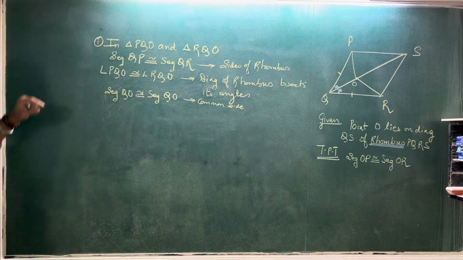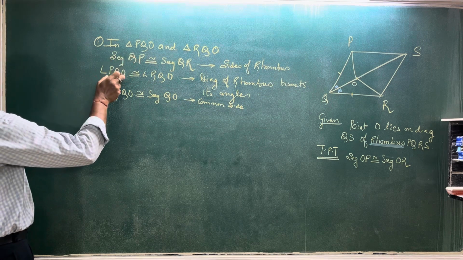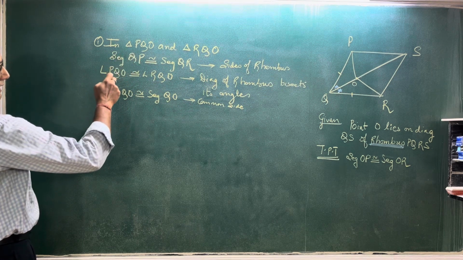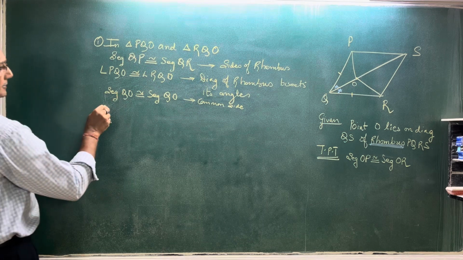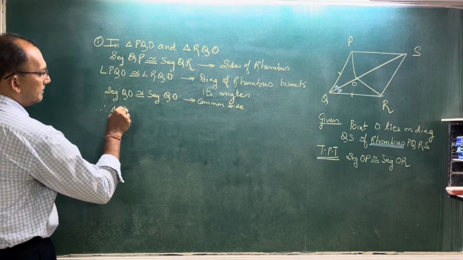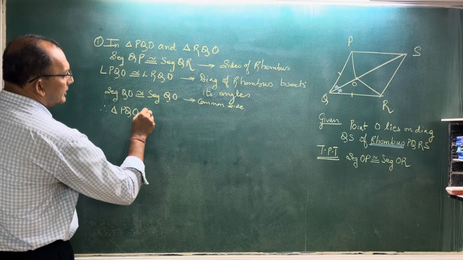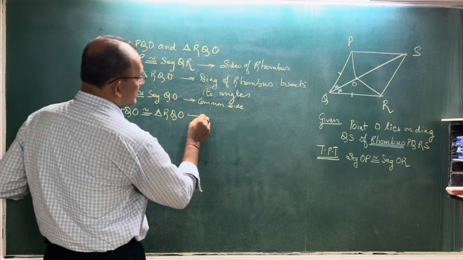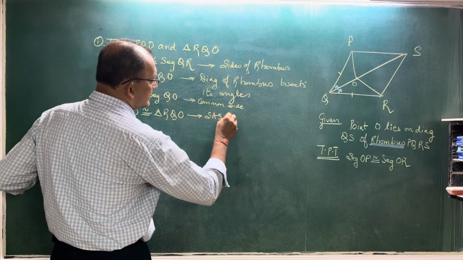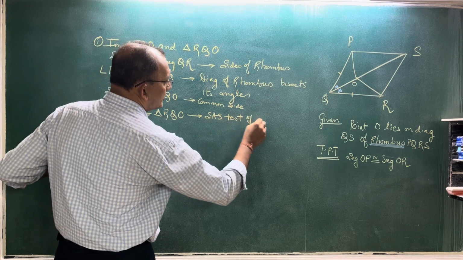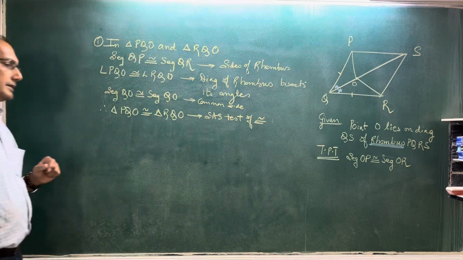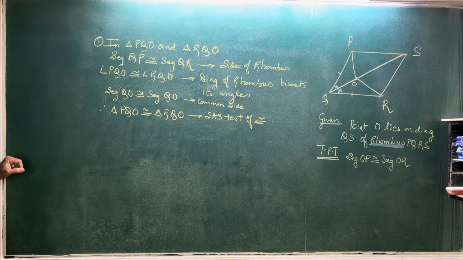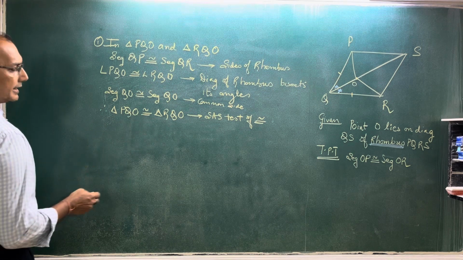Now children, can you tell me by which test the triangles will be congruent? We have a side, then an angle, and then a side. A side, included angle and a side. So therefore, triangle PQO will be congruent to triangle RQO by which test? SAS test of congruence. The triangles are congruent by which test? SAS test of congruence. Since the triangles are congruent, what will I get?